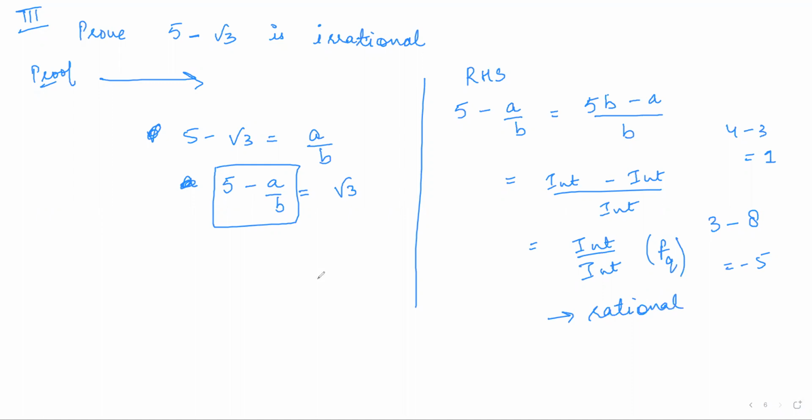So we can say again the same thing, repeat the same lines. This contradicts the fact that under root 3 is irrational. Therefore, our assumption is wrong, and therefore 5 minus under root 3 is irrational. Same lines you have to repeat.